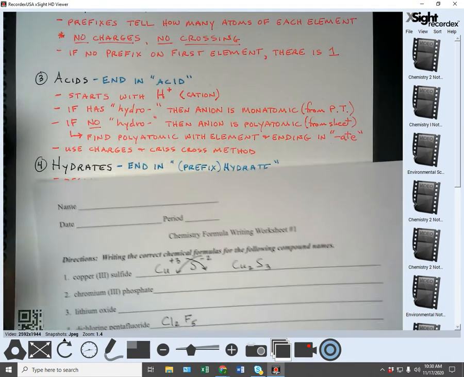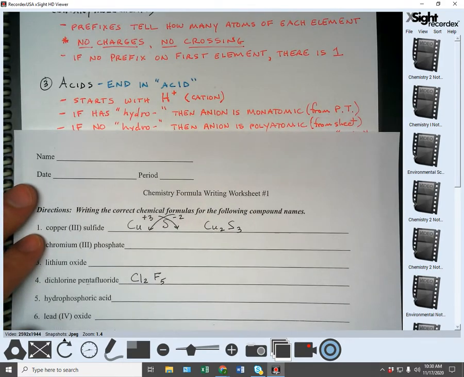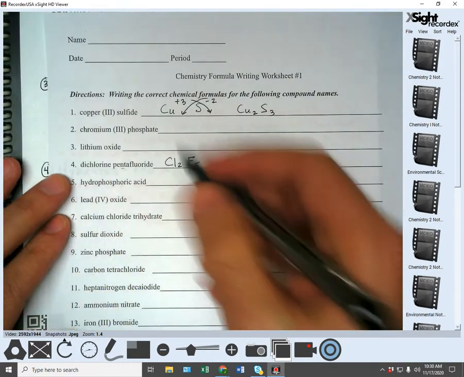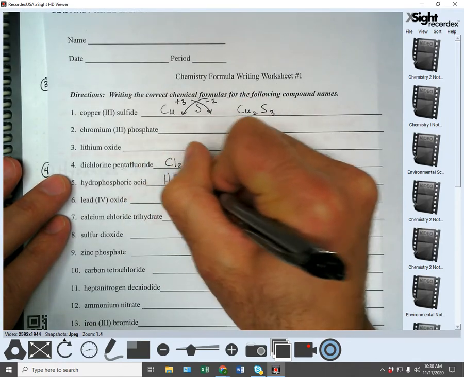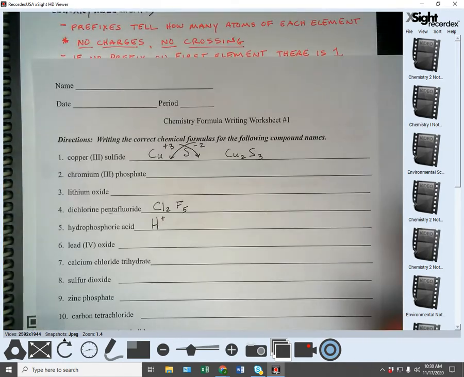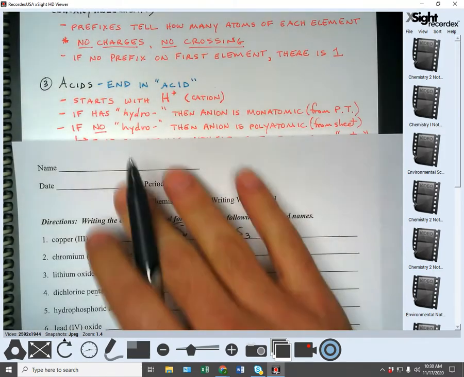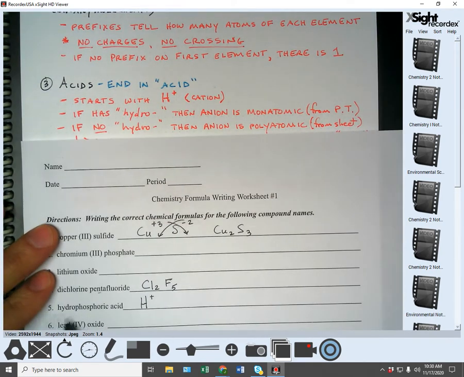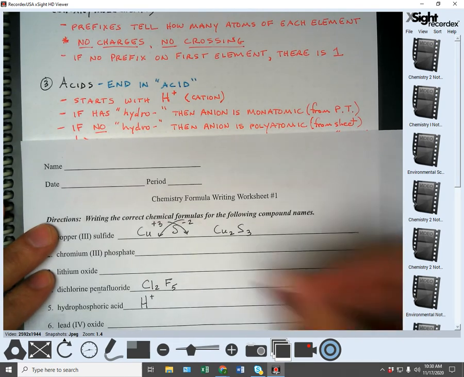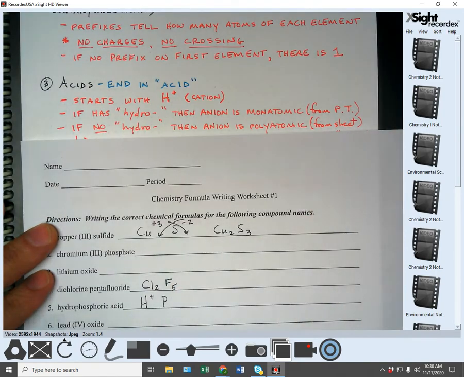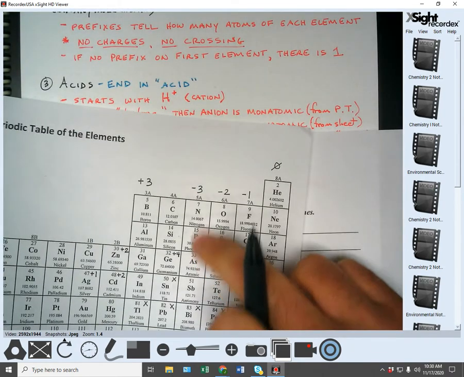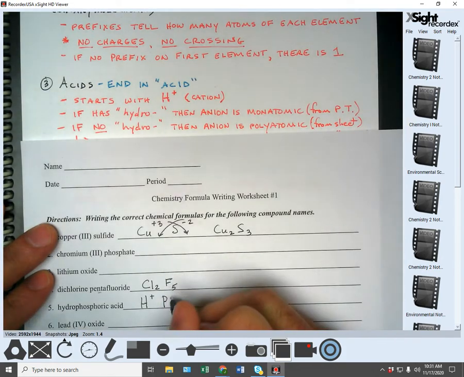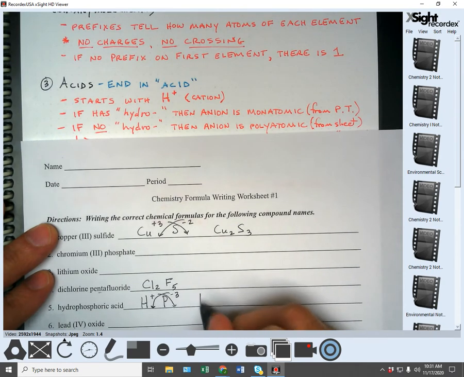Acids. All acids start with H plus. Like number 5 here, hydrophosphoric acid. We know it's an acid because it ends in acid, so it's H plus. It is our cation. The cation is always H plus. If it has hydro, the anion is monatomic from the periodic table. So hydrophosphoric means the phosphoric is from phosphorus on the periodic table. So we looked that up. Phosphorus on the periodic table is -3. We use charges in crossing for acids. Cross down, we end with H3P.